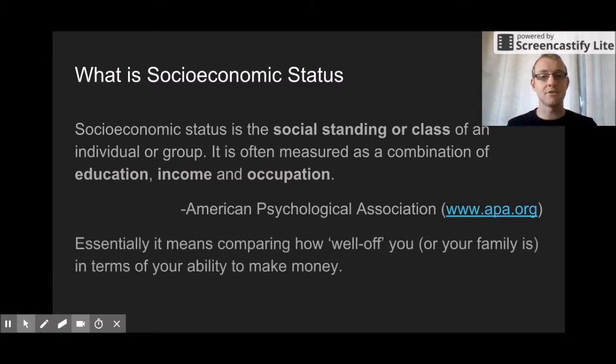Essentially, socioeconomic status is about comparing how well off you or your family is in terms of your ability to make money. Okay? And they look at your ability to make money as a combination of how well educated you are, how much your income is, and what sort of career or occupation you have going forward.